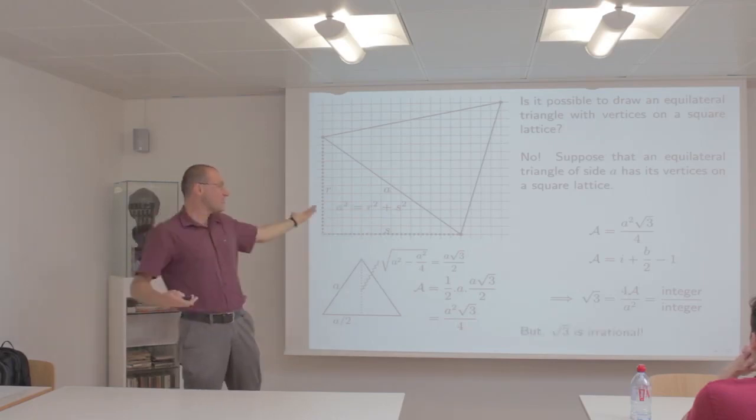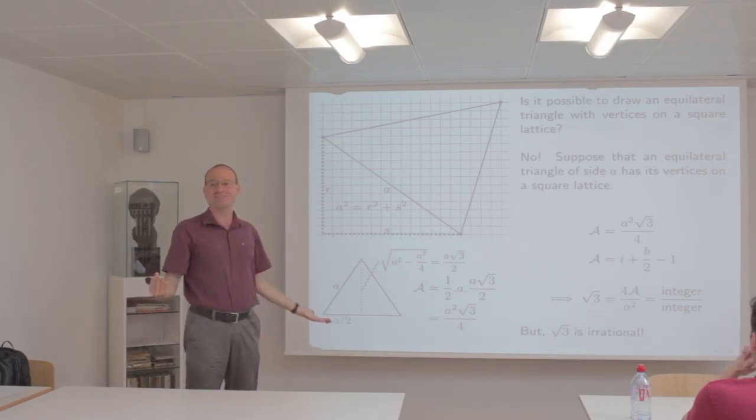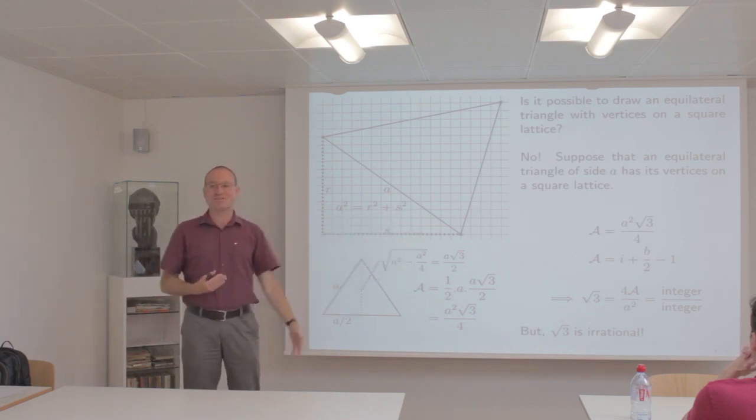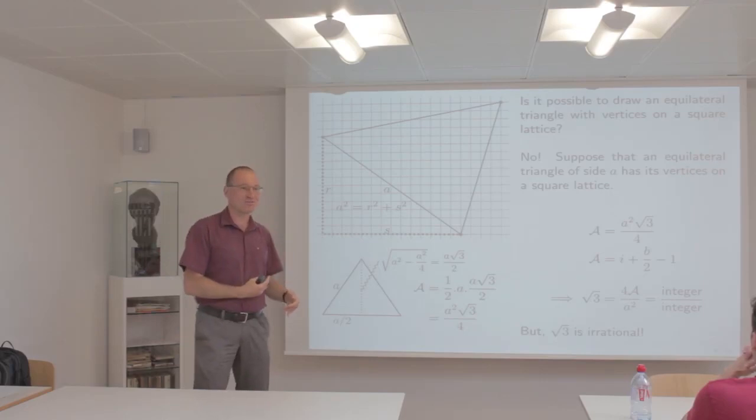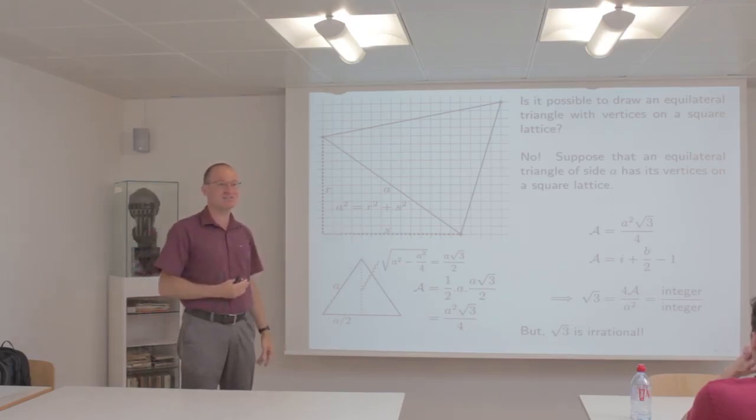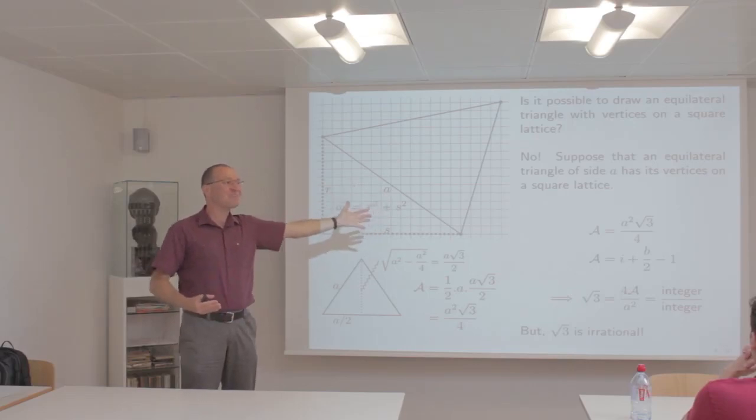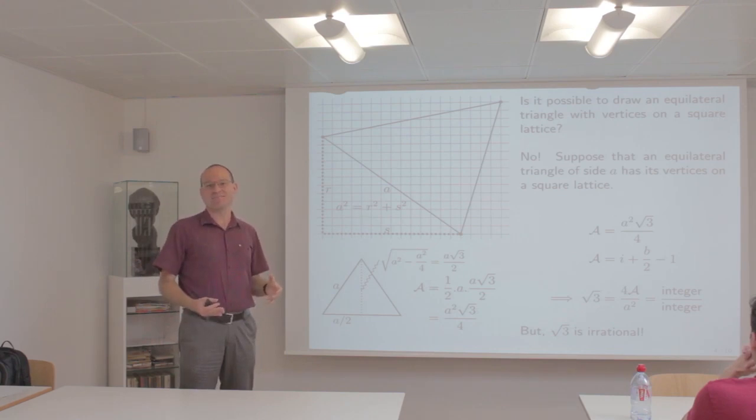Absolutely, but square root of 3 is irrational. You cannot write it as the quotient of 2 integers. If you could, you wouldn't give it a name, you wouldn't call it square root of 3. It would already have a name, being the quotient of 2 integers. It doesn't. Square root of 3 is irrational. Therefore, these two formulas are incompatible, and that's why you cannot draw an equilateral triangle on a square lattice.